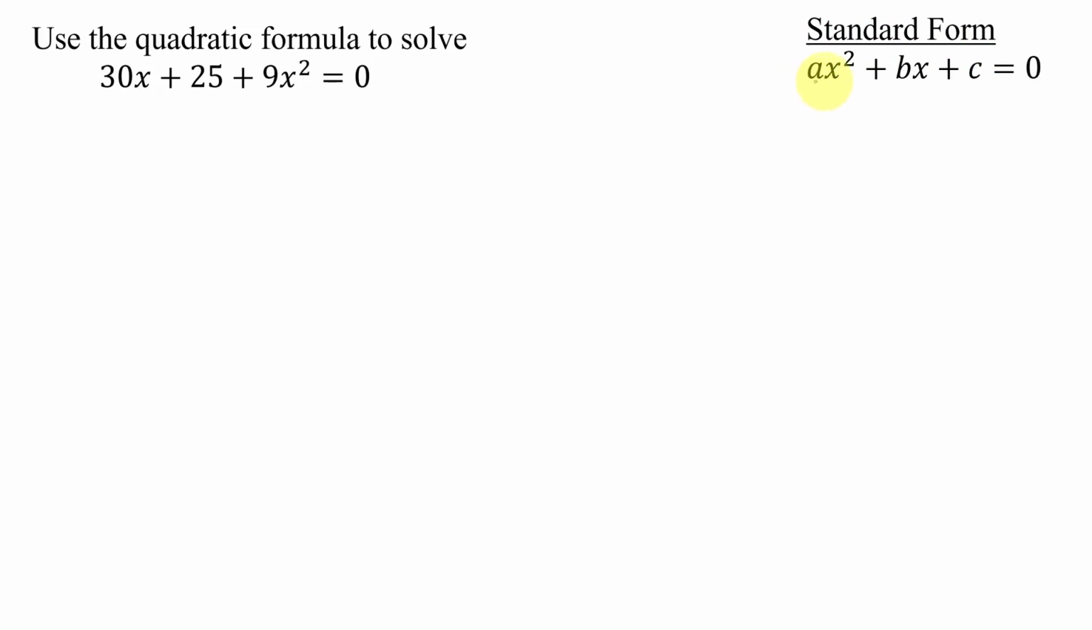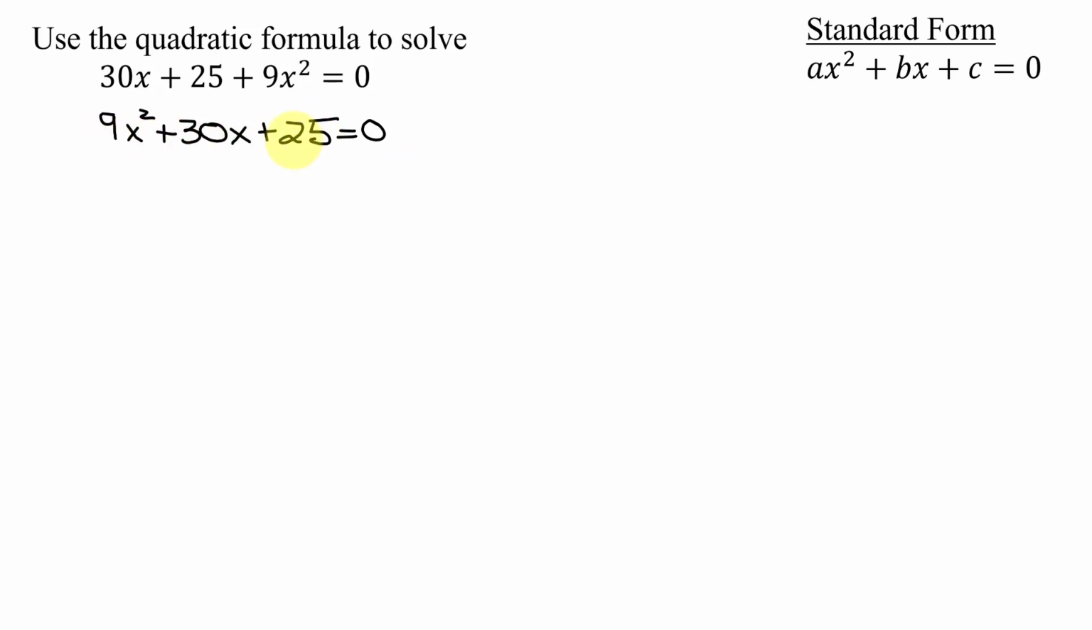That means all terms on one side written in descending order, 0 on the other. Is that what I have in this case? No, I have 0 on one side, but my terms on the left are not in descending order. So the highest degree term is 9x². Next, I need my linear term, +30x. Then the constant term, +25 = 0. Now it's written in standard form.